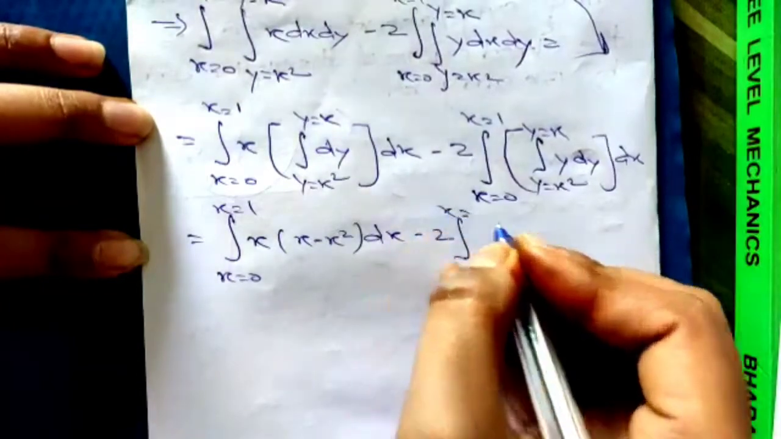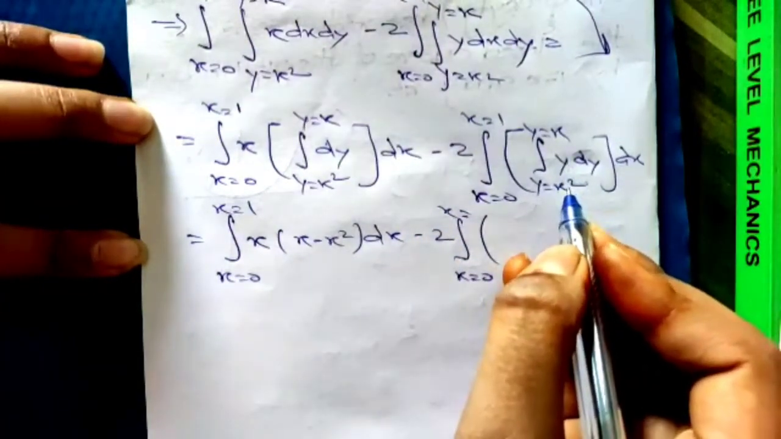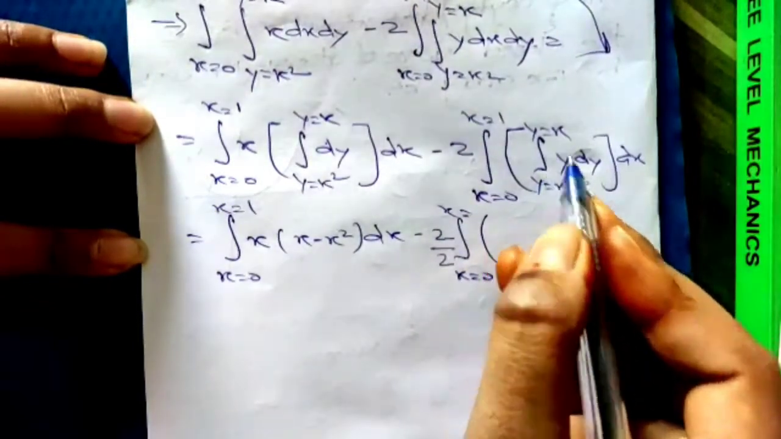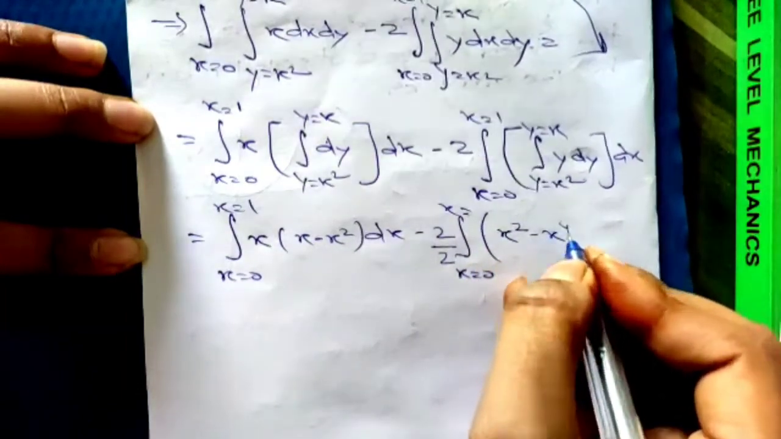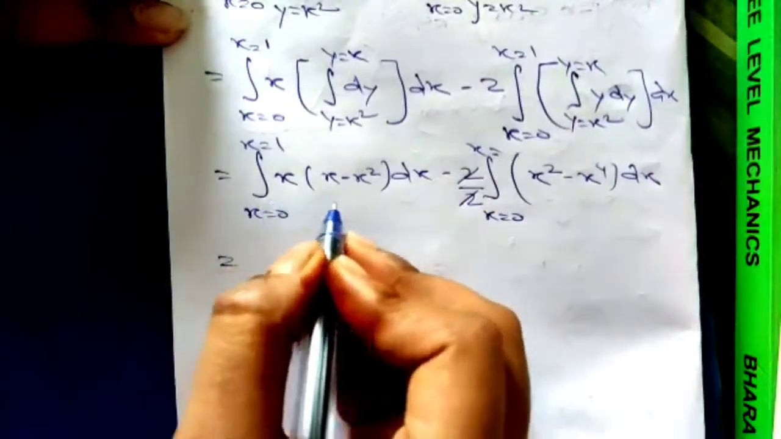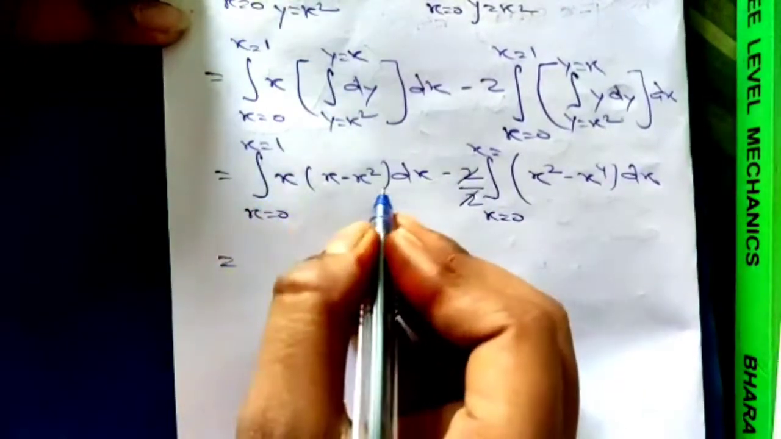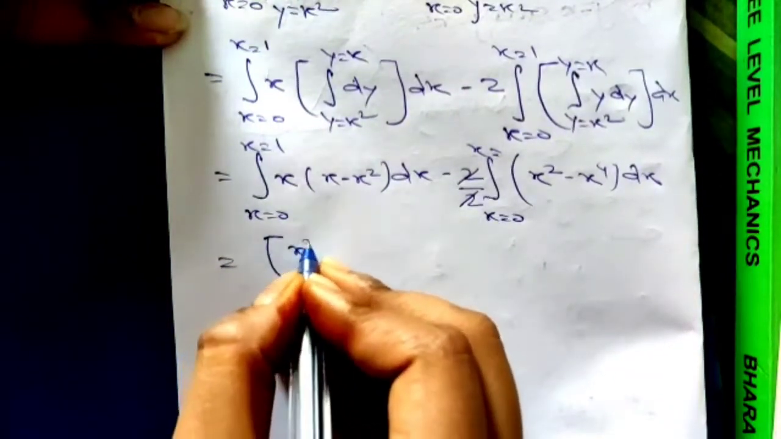Again solving this, we get y square upon 2, so write the constant outside. After putting the limits we get x square minus x to the power 4, dx. So cancel it out. Now we are going to integrate this. After multiplication we get the separate integration of each term. I am going to write it directly because it's very easy.